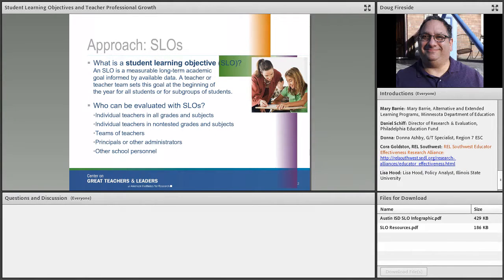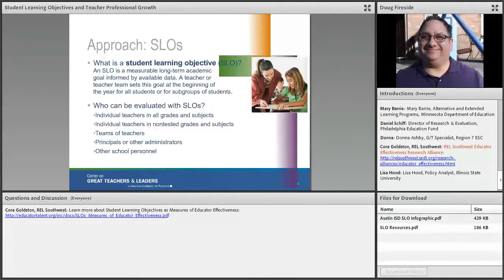So first, I want to quickly define what student learning objectives, or SLOs, are. Student learning objectives are measurable, long-term academic goals informed by available student data that teachers create, or sometimes that are created in a teacher team or at a district level. Teacher teams or teachers set these goals at the beginning of the year for all students or for subgroups of students. We'll talk in a couple of minutes about all of the different variations of what student learning objectives are.